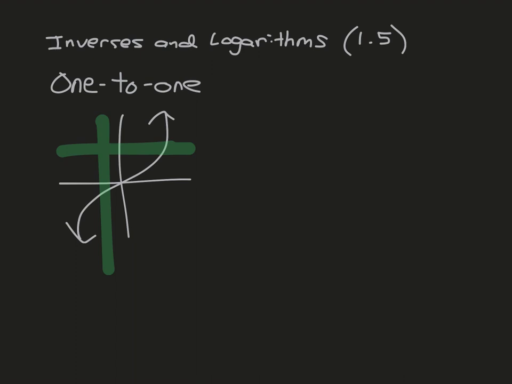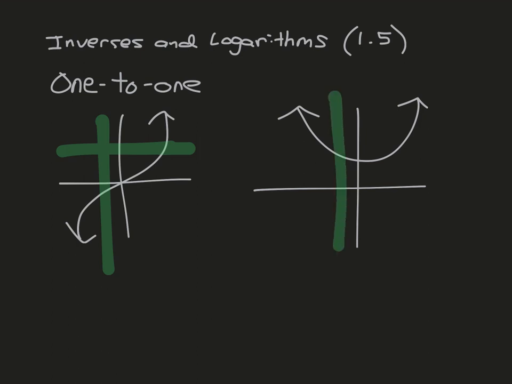The technical definition is that each output of a function is associated with exactly one input. I don't love those definitions. I like the visuals personally, but it's kind of your preference.